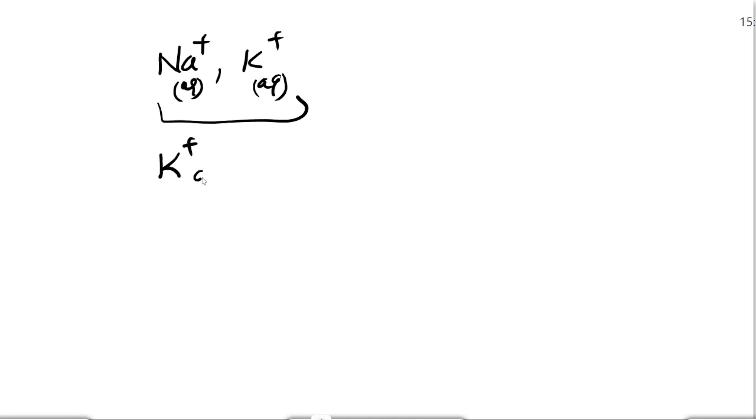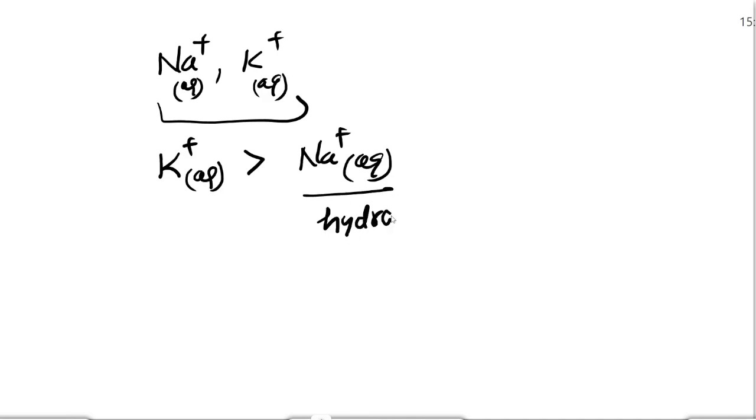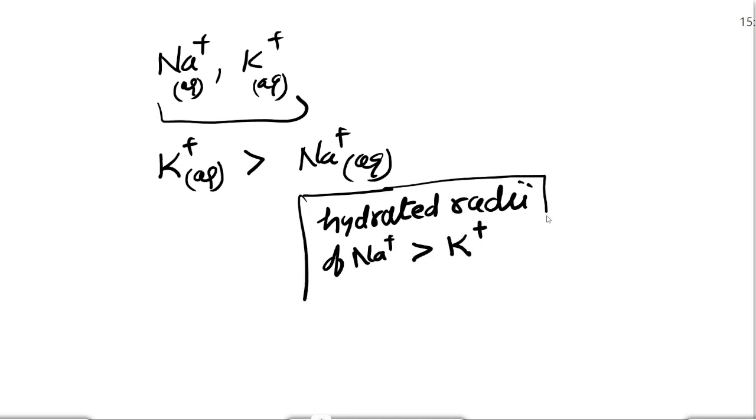K plus has somewhat higher conductivity than Na plus. Why is it so? Because Na plus has more hydration. Hydrated radii of Na plus is greater than hydrated radii of K plus, because they are moving in aqueous solution. So there is more hydration of Na plus than K plus. That's why K plus has higher conductivity, higher ionic mobility than Na plus.